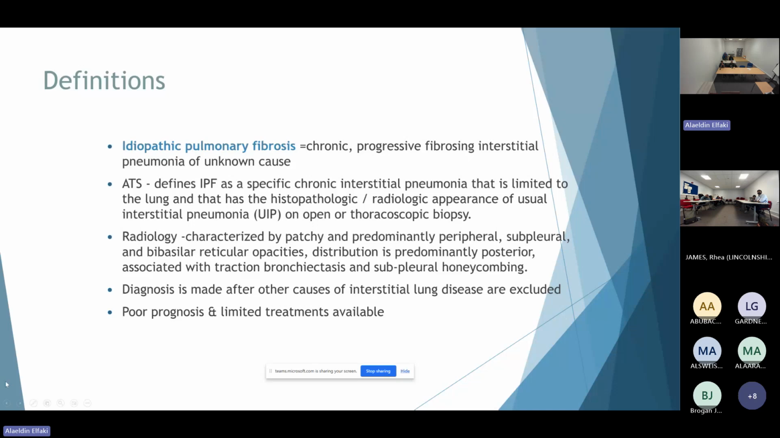So the diagnosis of IPF needs to exclude other causes of the same UIP pattern radiological features. So you need to exclude other causes of lung fibrosis, and it usually carries a poor prognosis, sometimes worse than some of the malignancies, and the outcome might not be favorable as well.